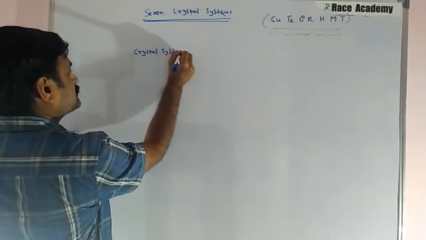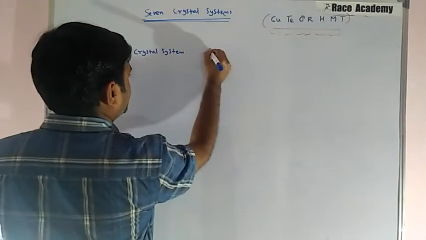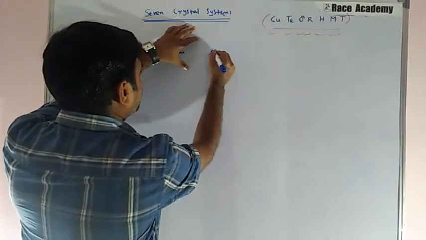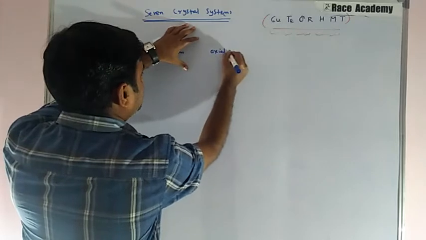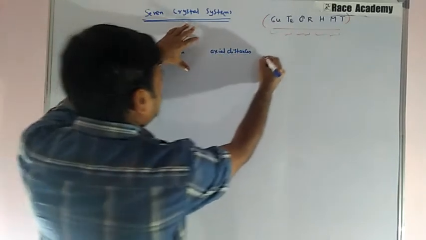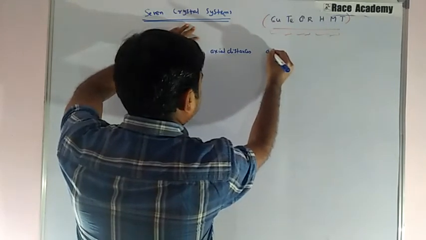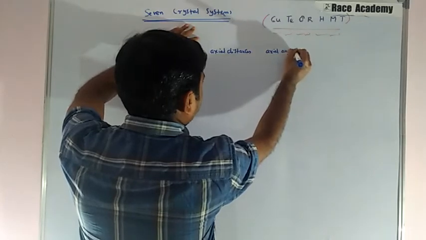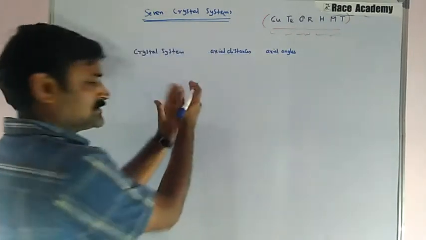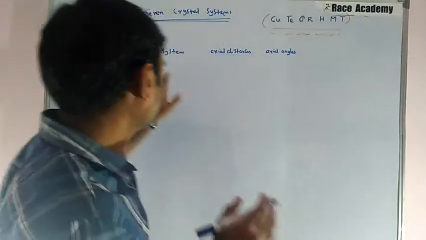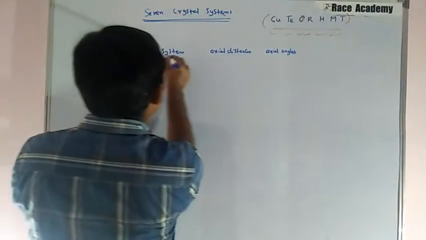Crystal system, I will write here. Here I will write axial distances or lengths. Here I will write angles, axial angles or interfacial angles. So first in this session, I am going to just give you this information only.